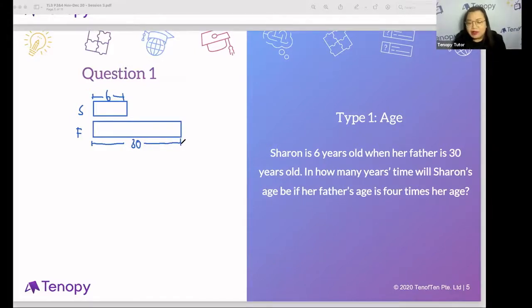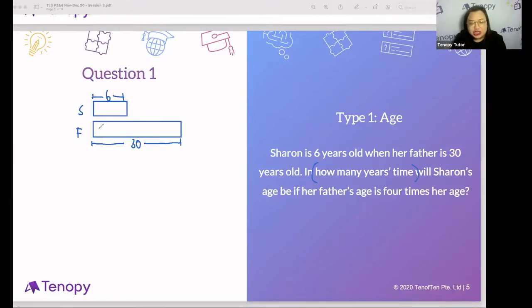Then they mentioned: in how many years' time will Sharon's age be such that her father's age is 4 times her age? In how many years' time means that both of them are going to get older. Would it be 3 years later? Would it be 5 years later? The age difference between them.